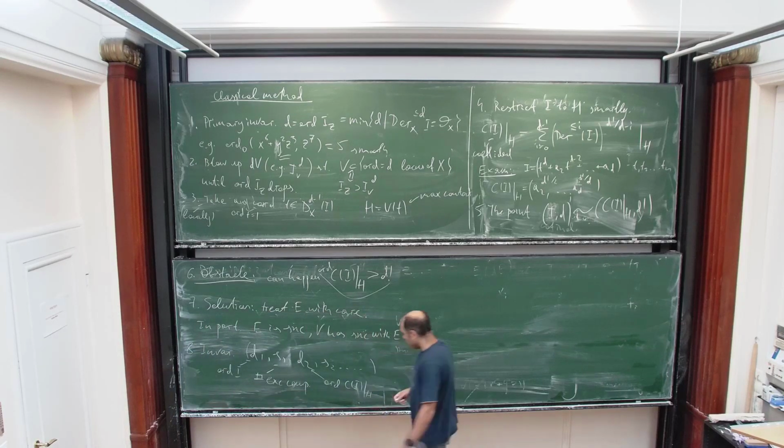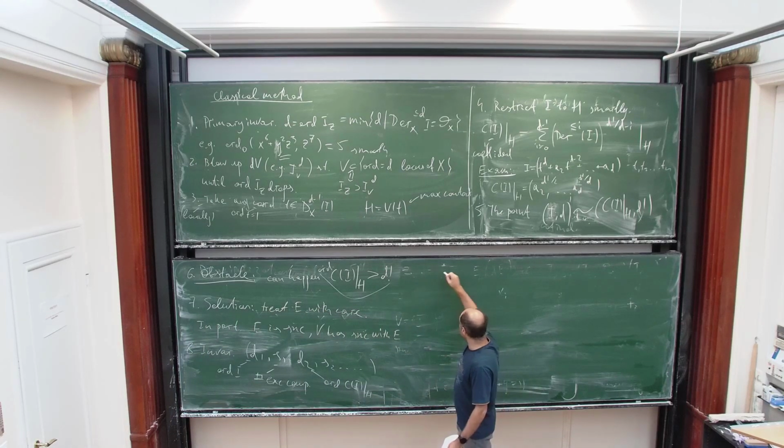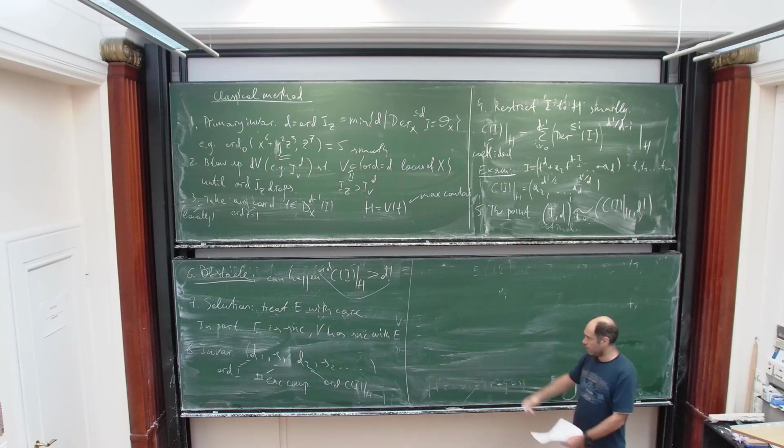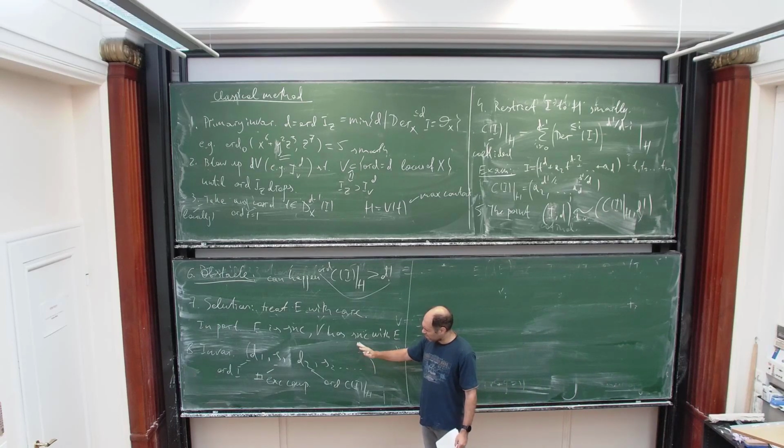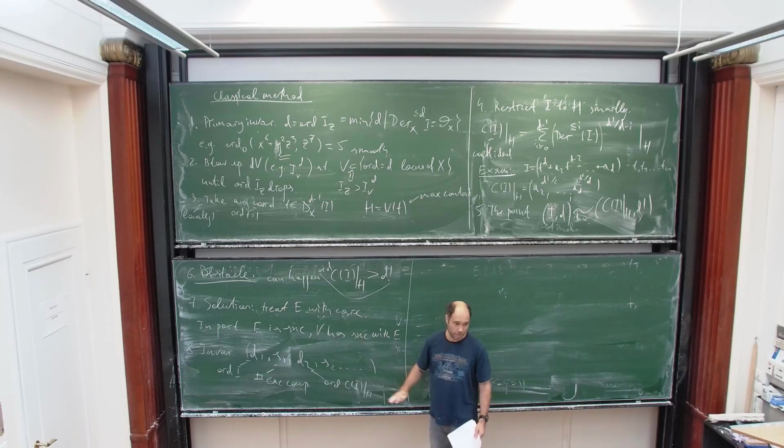Okay. So in two words, this is the global structure of the algorithm. There are certain combinatorial complications I will not go into.